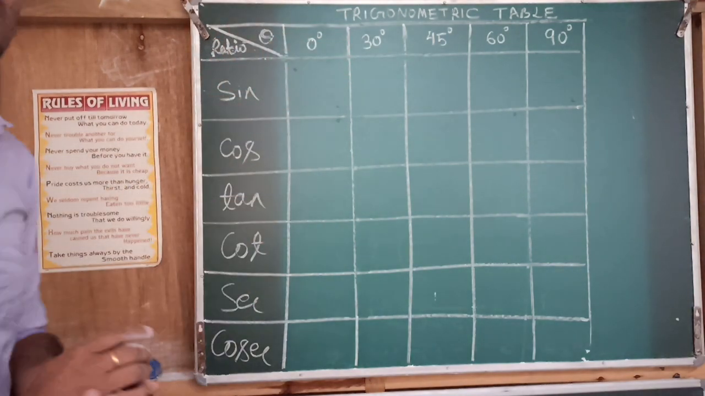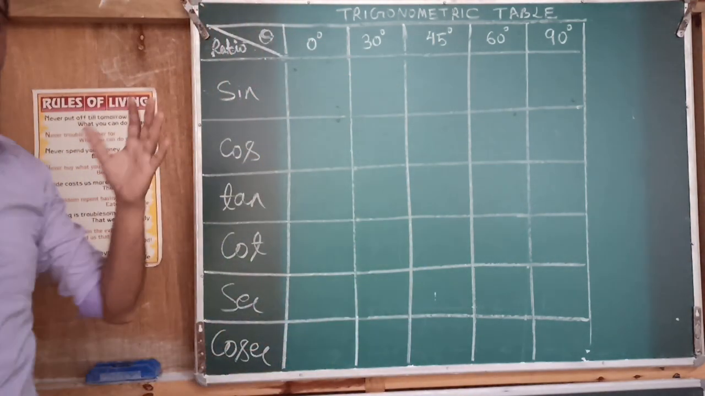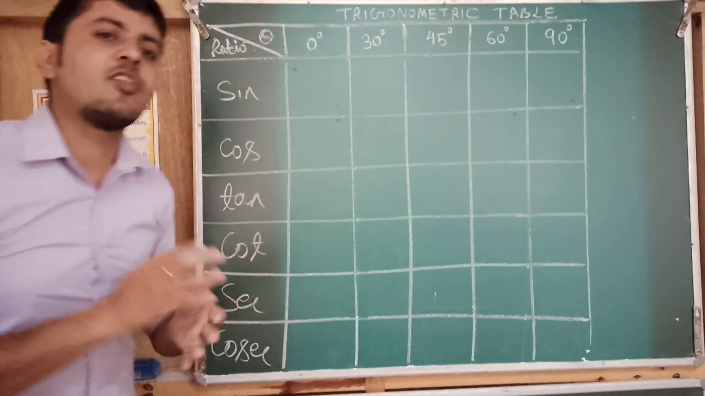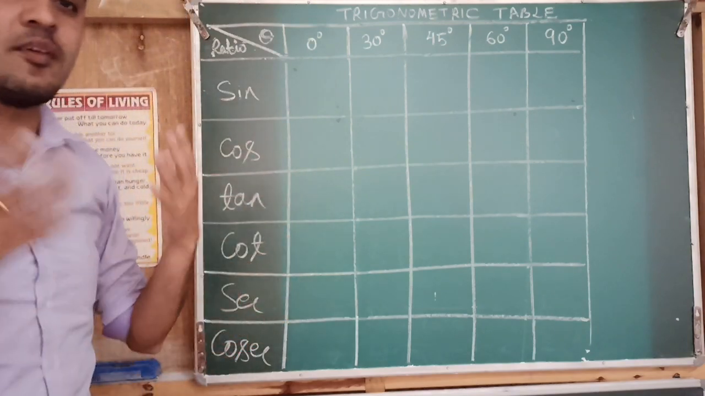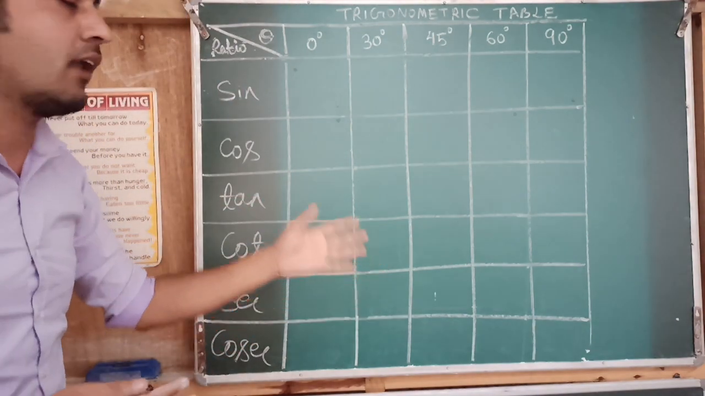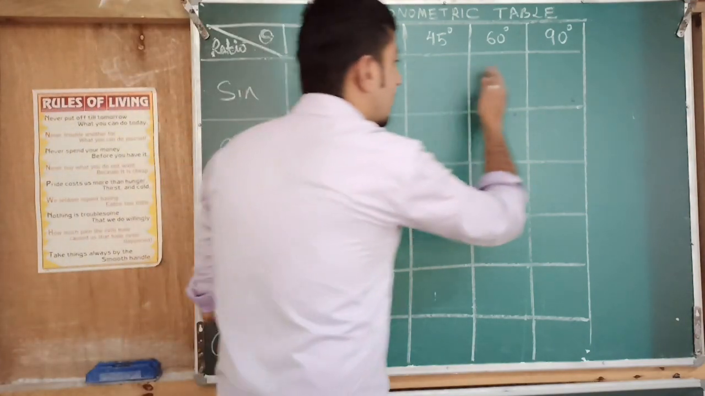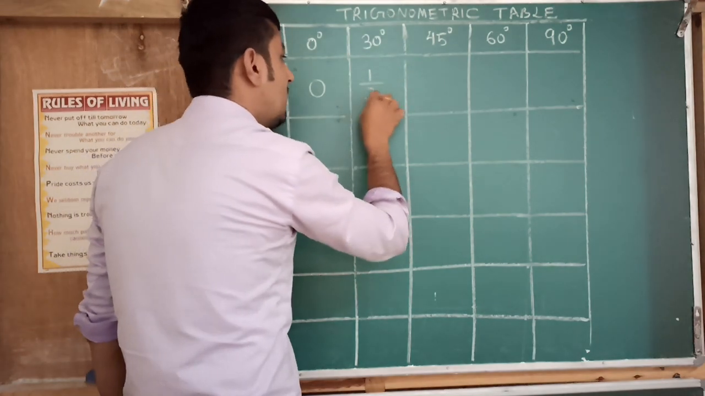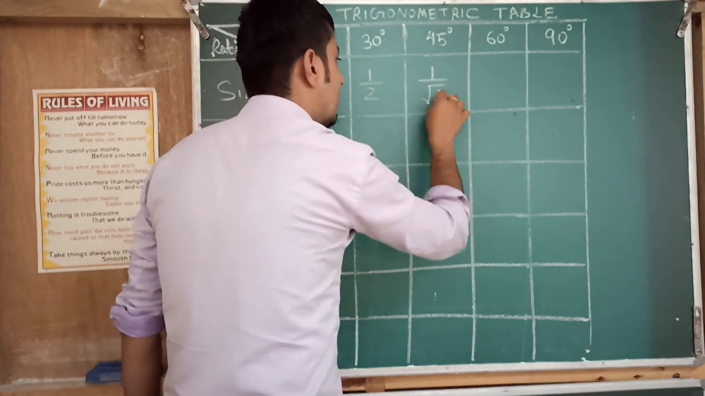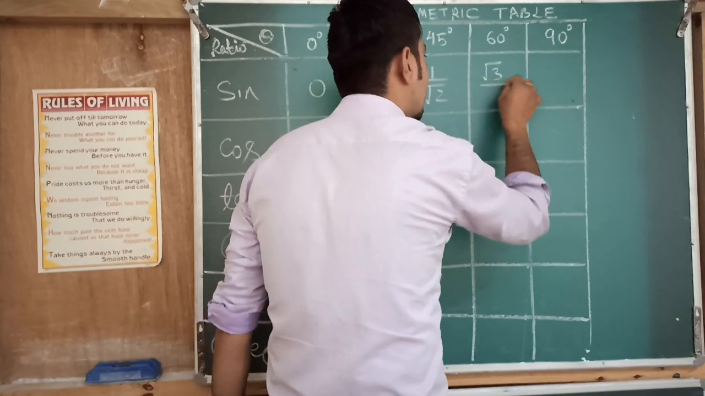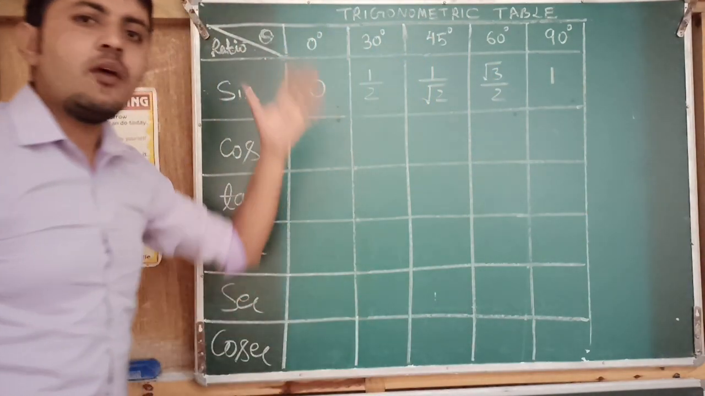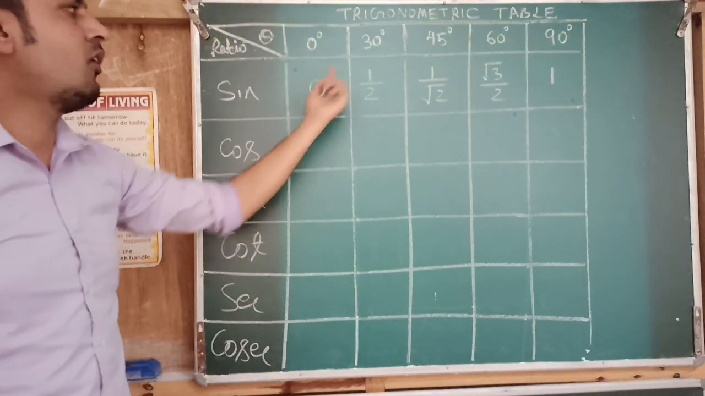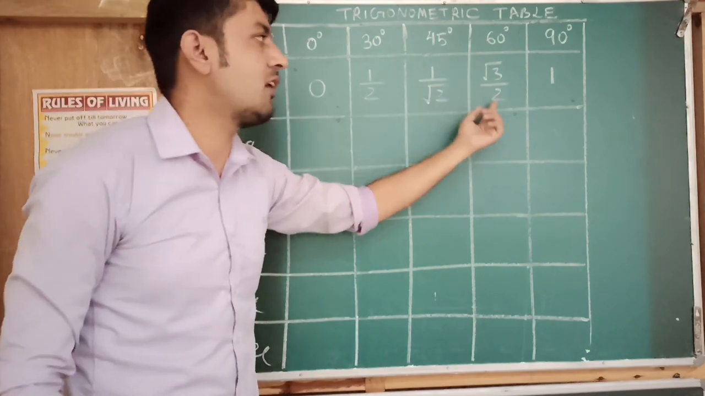Now how to draw this trigonometric table? There are so many methods to draw this trigonometric table. So what is the easiest way? Because so many methods are there, I want to give you the simplest way. What you will be doing is that you just remember the first row. Here I will be writing 0, 1 by 2, 1 by root 2, root 3 by 2 and 1. So just remember the first row, that means 0, 1 by 2, 1 by root 2, root 3 by 2, 1.